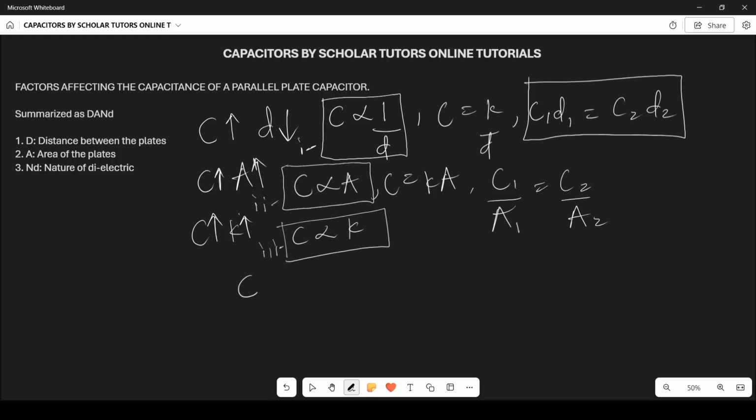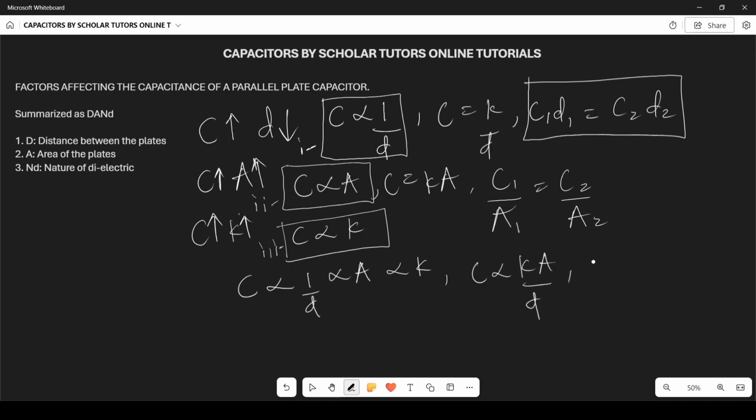So we can say C is inversely proportional to distance, directly proportional to area, and directly proportional to the dielectric strength. C is inversely proportional to distance between the plates, directly proportional to area of the plate, and directly proportional to dielectric strength. From here, we can say C is directly proportional to Ka over D.